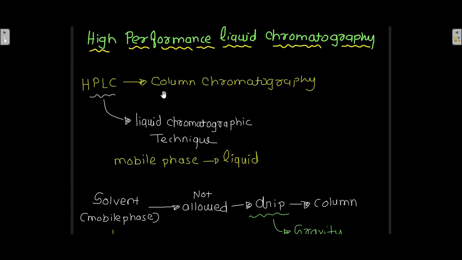In this video, we are going to talk about high-performance liquid chromatography. Now, this high-performance liquid chromatography is abbreviated as HPLC, and this HPLC is a column chromatography. Okay, HPLC is a column chromatography, and it is a liquid chromatography technique. That is, the mobile phase in HPLC is in the liquid phase.